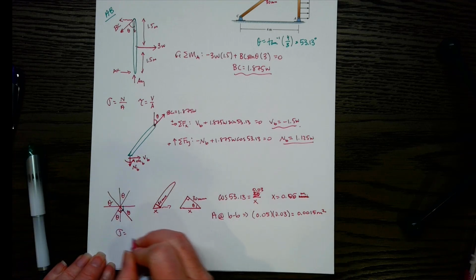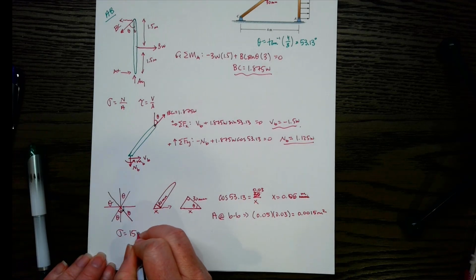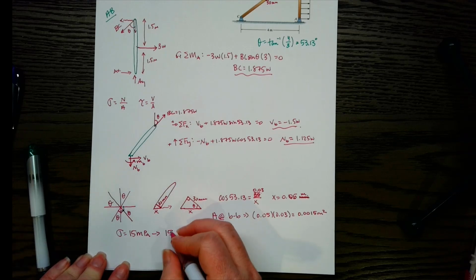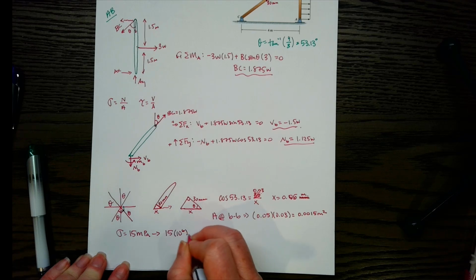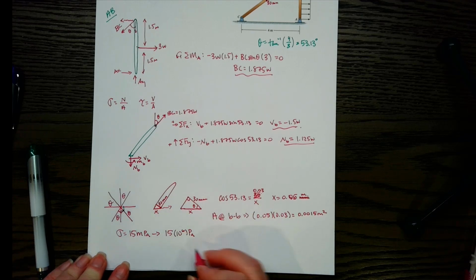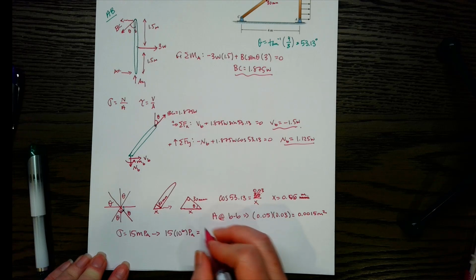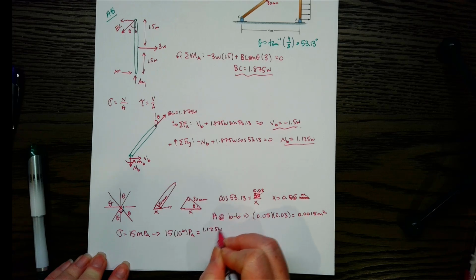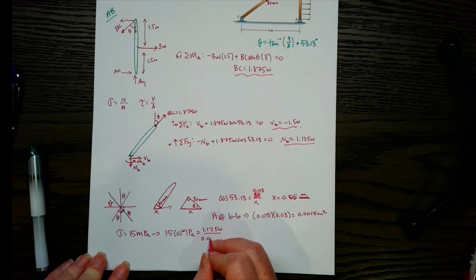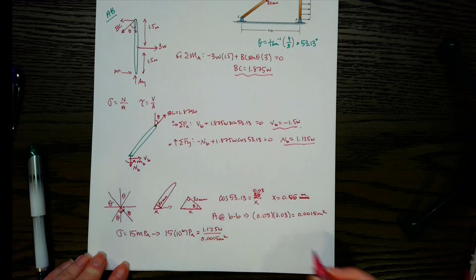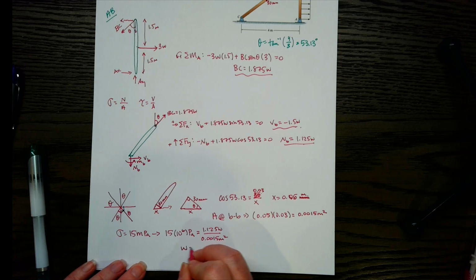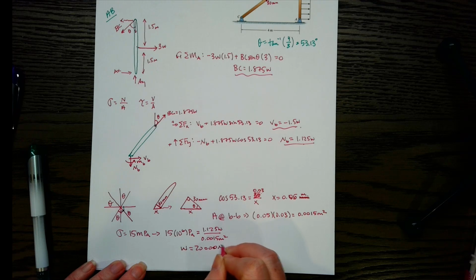So let's look at sigma. So sigma we know is 15 megapascal. And let's put it in Pascal. So the conversion there is 10 to the 6th. So 15 times 10 to the 6th Pascal has to equal the normal force, so 1.125 W, over the area, which is 0.0015 meters squared. Now, looking at this, W is our only unknown, so I can solve for W. And we get 20,000 newtons per meter.